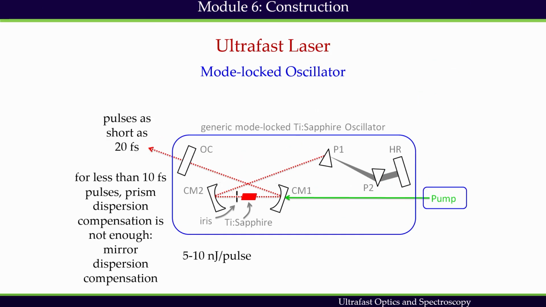Employing a self mode locked Ti:sapphire laser oscillator as depicted here, one can generate pulses as short as 20 femtosecond with excellent stability. To generate pulses less than 10 femtosecond duration, the prism dispersion compensation is not enough. In that case, mirror dispersion compensation is an efficient way to generate ultrafast pulses as short as less than 7 femtosecond. Typical output energy of a mode locked oscillator is 5 to 10 nanojoule per pulse.